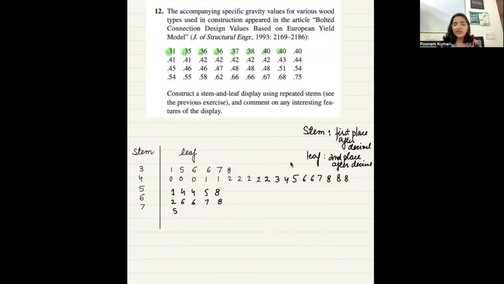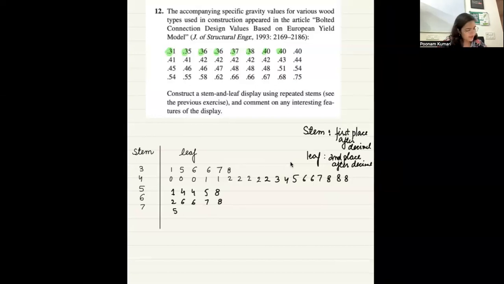So these are the features that you can say. So there is a single peak, that is something that you can say. And is this data symmetric? Whatever is on the left side, is it mirroring what is on the right side? No, ma'am. So it's not symmetric, right? So these are some things that you can mention regarding your diagram.